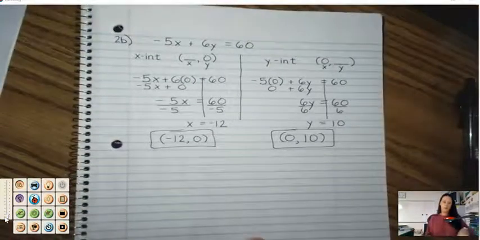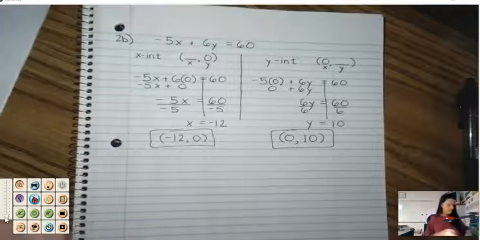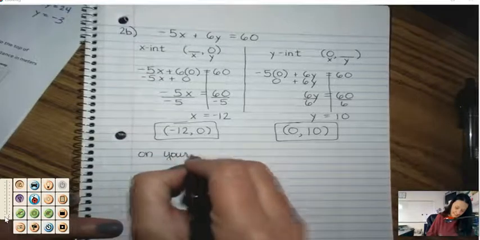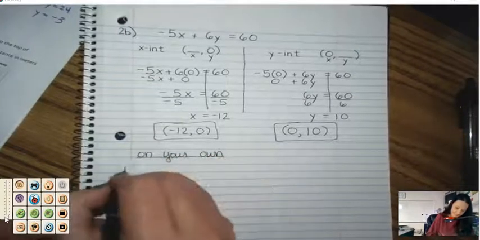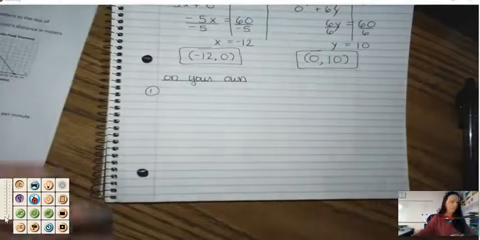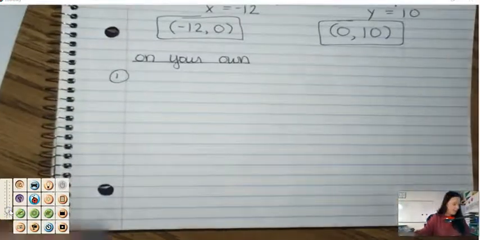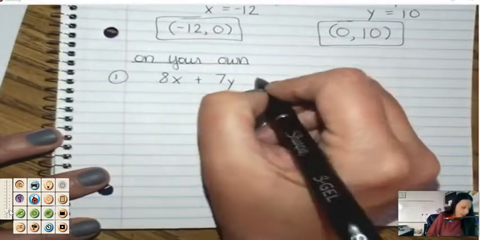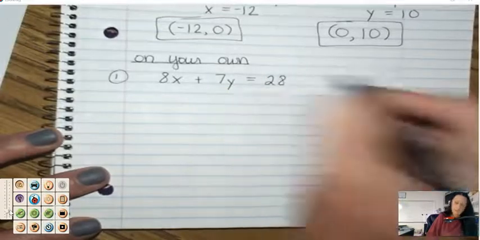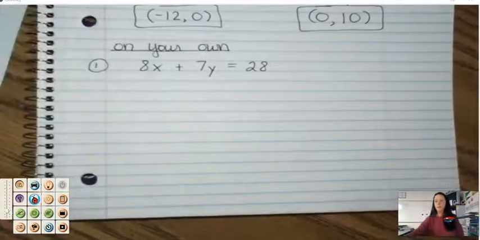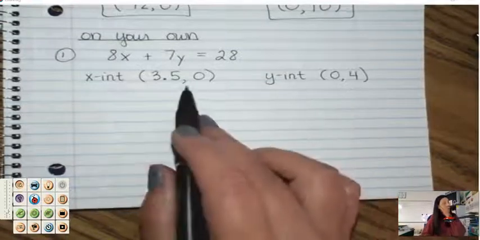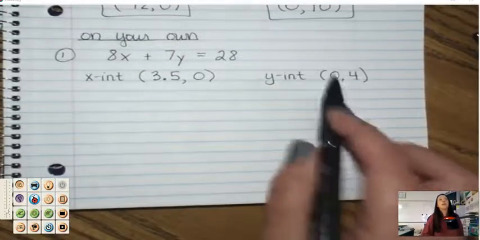Okay, ready to do them on your own? Yes, Ms. Clarkson. Okay. Number 1. 8x plus 7y equals 28. Go ahead and find the x-intercept and the y-intercept. Okay, the x-intercept was 3.5, comma 0. Y-intercept was 0, 4. Make sure you wrote it as a point.